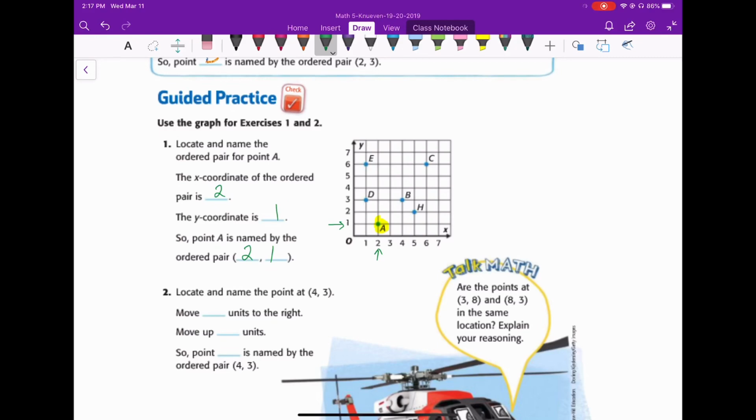Name the ordered pair found at 4, comma 3. So I'm at 4, and I'm going to look up 4, and I see 3 right here, so that's B. So I'm going to move 4 units to the right, and then I'm going to move 3 units up. So point B is the name of the ordered pair at 4, 3.